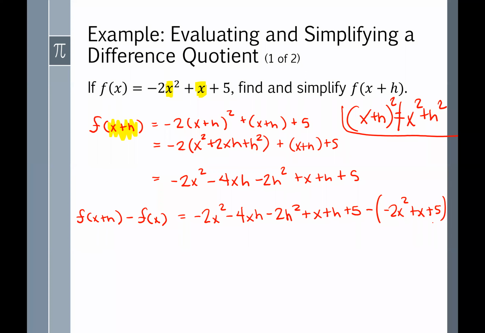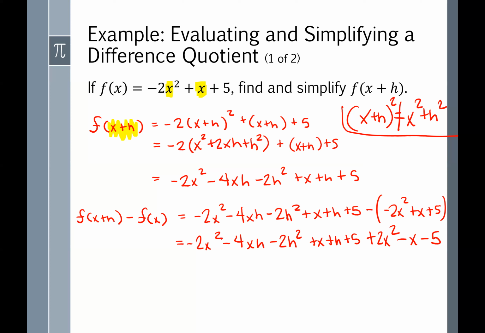As you recall, if you're subtracting an algebraic expression, you change the sign of everything on the inside of those parentheses. So we're going to get negative 2x squared minus 4xh minus 2h squared plus x plus h plus 5. I'm going to distribute that minus across. Minus a minus gives me plus 2x squared minus x minus 5.